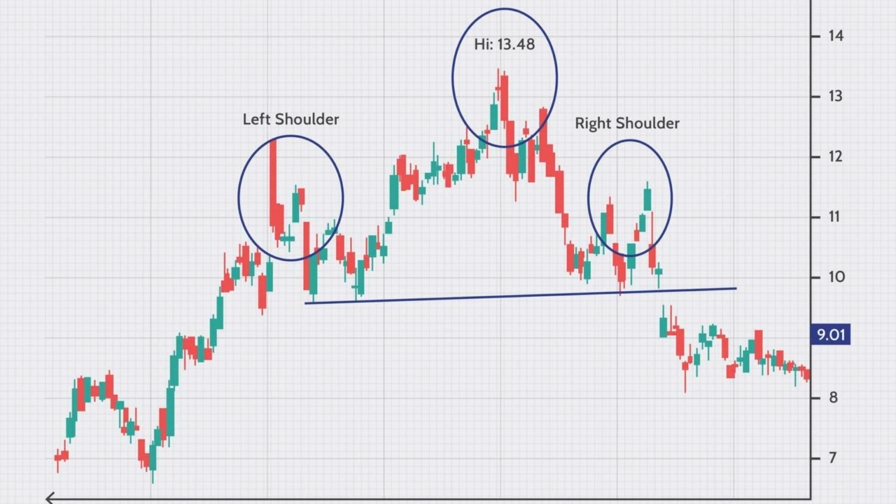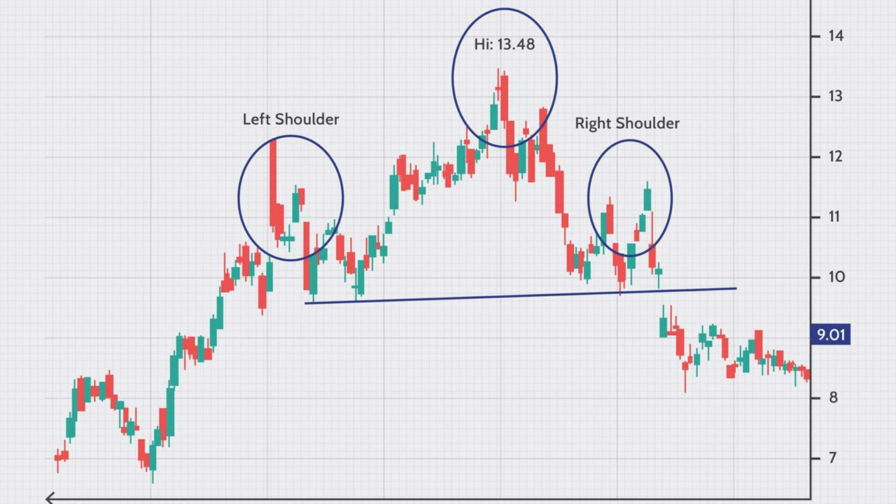Now, let's break down the components of the head and shoulders pattern and understand how to identify it on a price chart. First, we have the left shoulder, which forms when the price makes a high, followed by a decline. Next, we see the head, which represents the highest peak in the pattern. Finally, we have the right shoulder, which forms when the price rises again but fails to surpass the head's high.